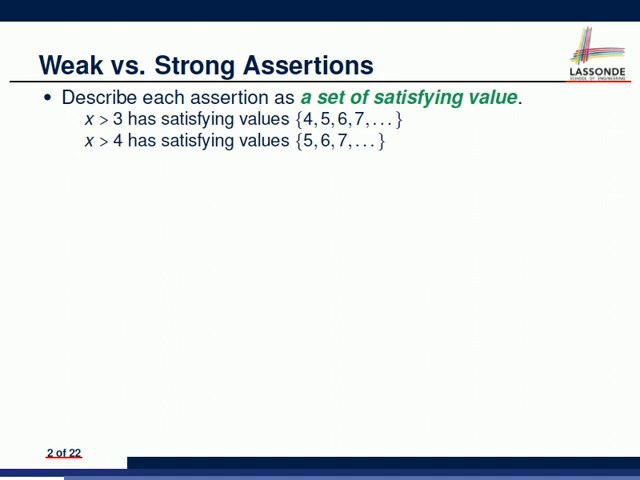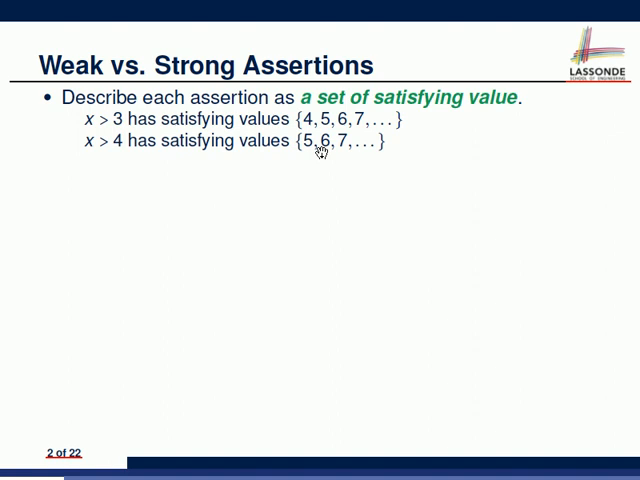However, you can see that they are not identical. Apparently, you can see that the corresponding satisfying values for x larger than 4 is strictly smaller than the corresponding set for x larger than 3. Agree? Because the x larger than 4 set does not have 4. So it is strictly smaller.